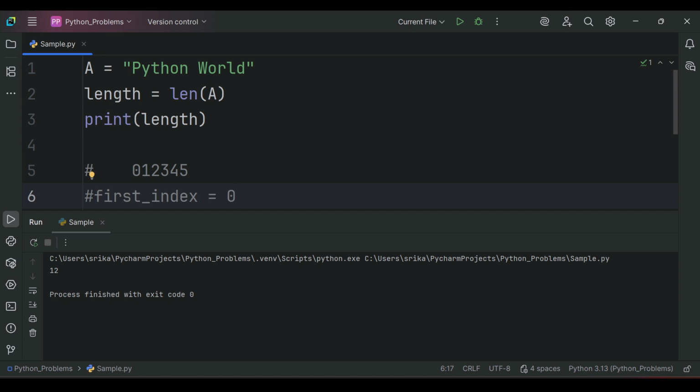In the next class, we will discuss how to print a part of the string.